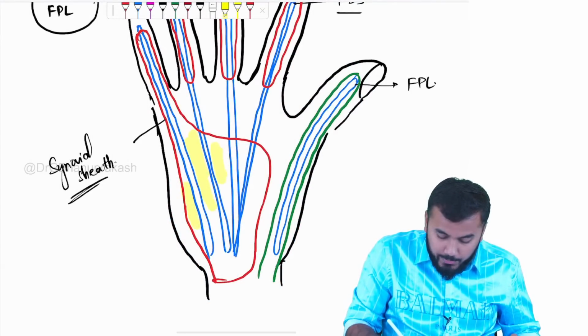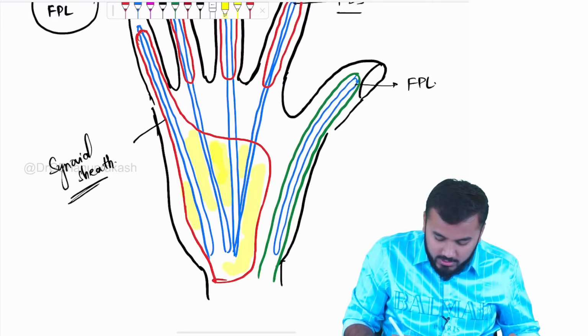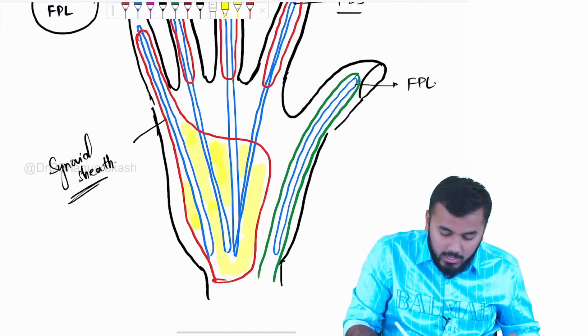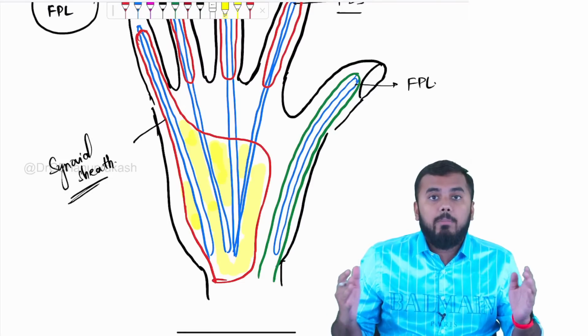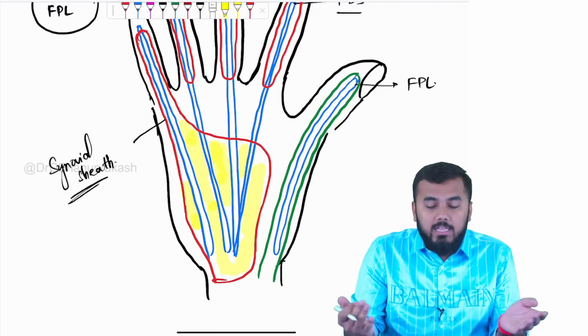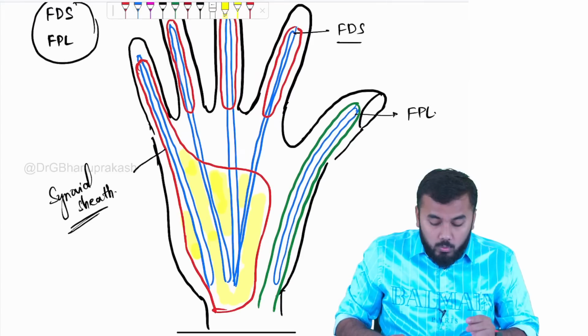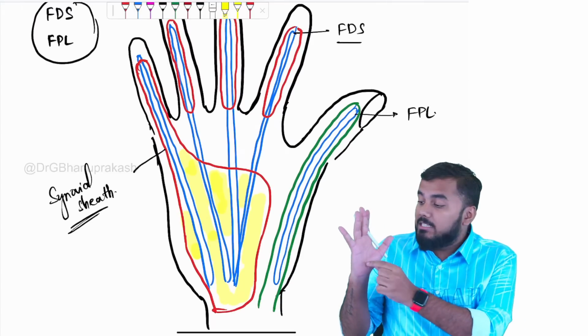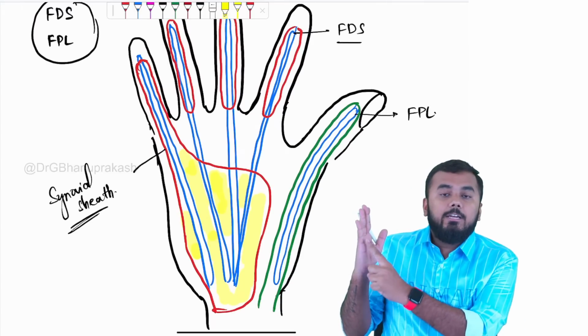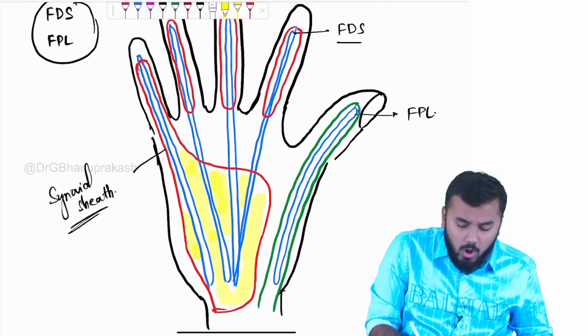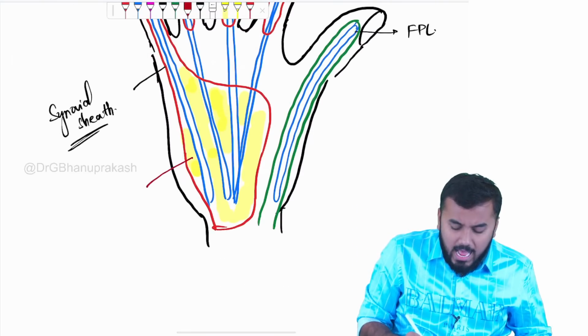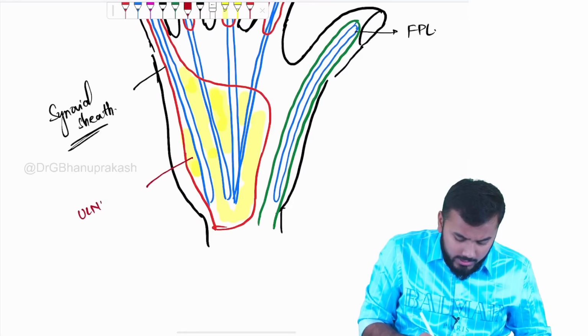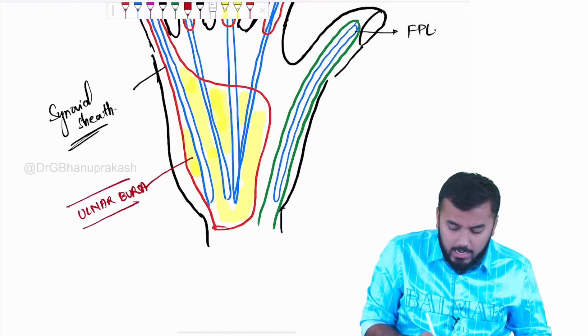This yellow color space, whatever you are drawing here, what is this yellow color space in between these synovial sheaths? This yellow color space is nothing but called bursa. Bursa is nothing but an open cavity. Now, this yellow color bursa is present on the little finger side. It means ulnar side. So can I call this bursa ulnar bursa? Right? This is called ulnar bursa.